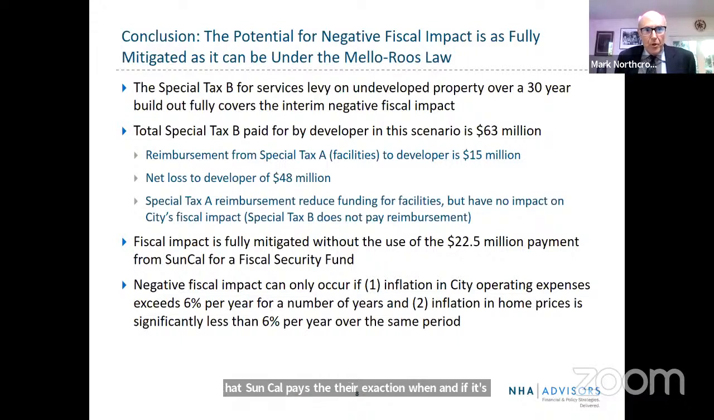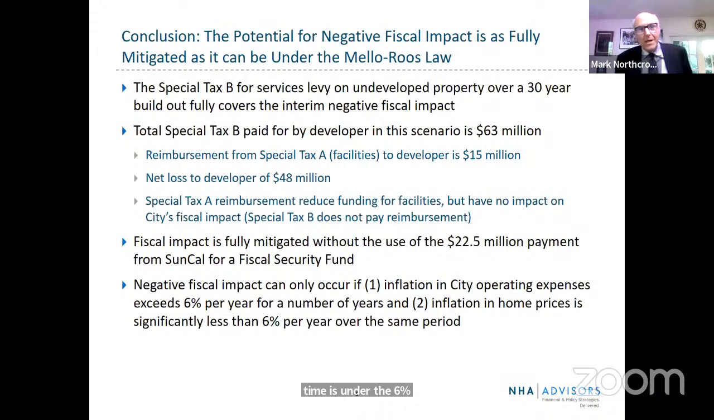And that's essentially what these bullets on this slide say. Assuming SunCal pays all the time, you say, well, how could a negative fiscal impact occur? It can occur if the long-term inflation rate in city operating expenses exceeds the 6% per year annual cap we put in the rate and method, the tax formula you have in front of you. And at the same time, inflation in home prices for a sustained period of time is under the 6% cap.